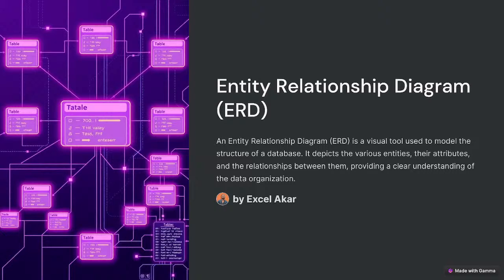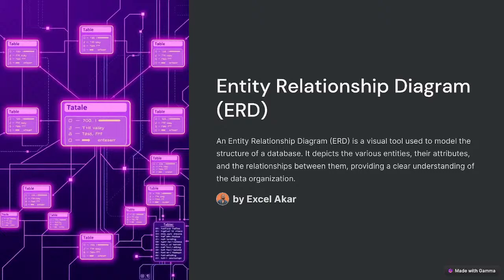An entity relationship diagram is a visual tool used to model the structure of your database. It allows you to visually see how your database connects, how each table in your data connects to one another. So it depicts the various entities. When I say entities, what do I mean? What are entities? Object or table. So it depicts the various entities, their attributes.